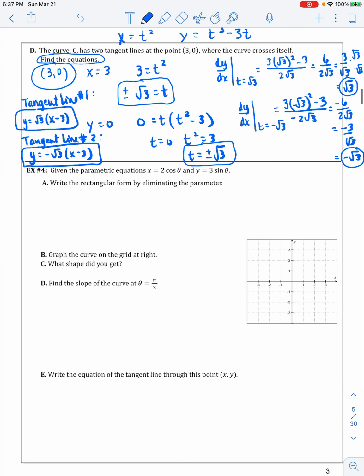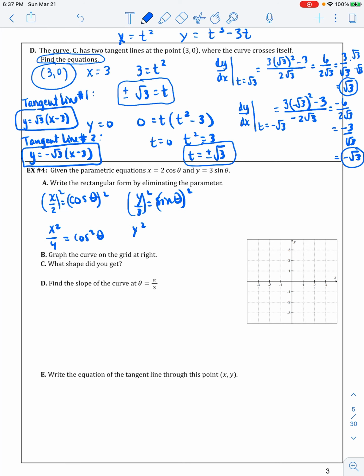Okay, and now example number 4: given the parametric equations x equals 2 cosine theta and y equals 3 sine theta, write the rectangular form by eliminating the parameter. When we've got cosine and sine, we're going to divide both sides by anything that is being multiplied by the cosine, and then square both sides. So this is going to be x squared over 4 equals cosine squared theta. And then you're going to do the same thing, divide by 3 on both sides to isolate that sine, and then square both sides.